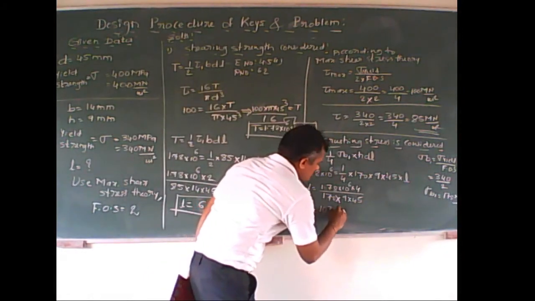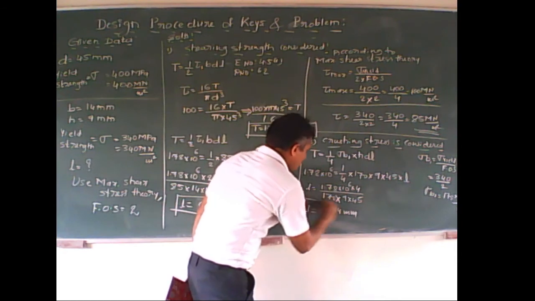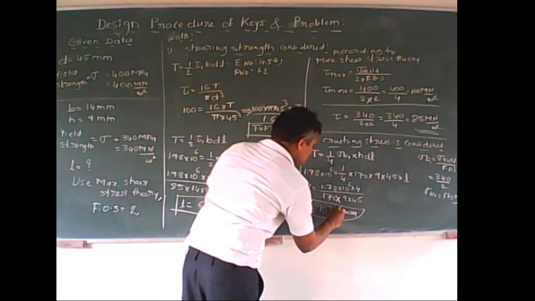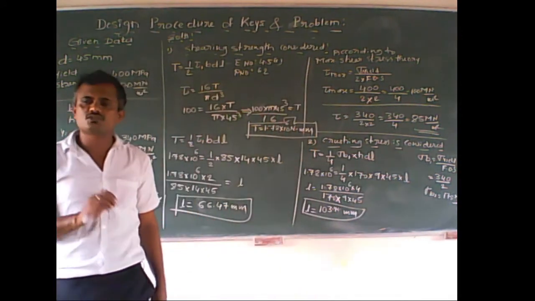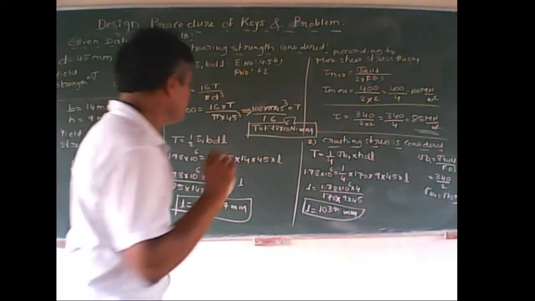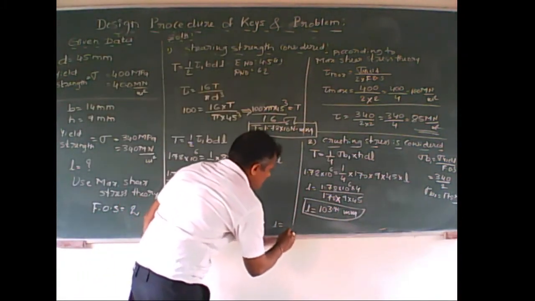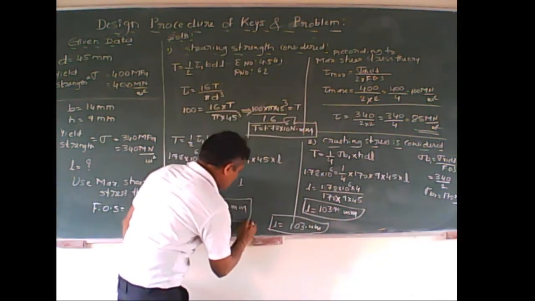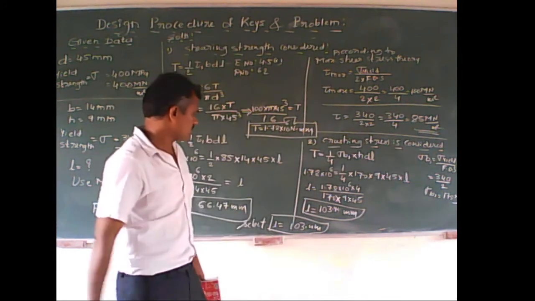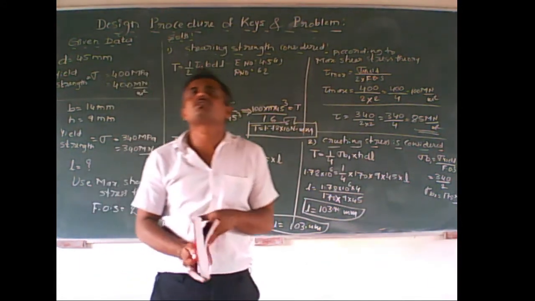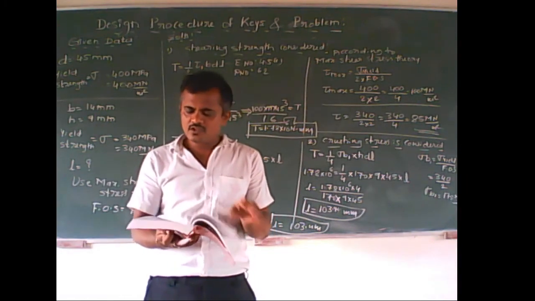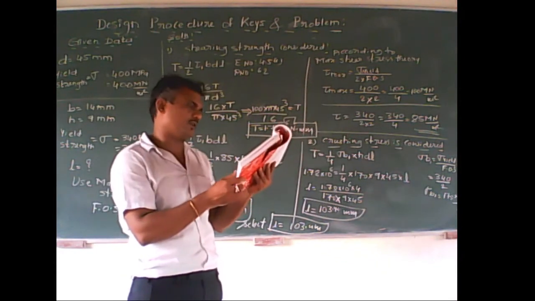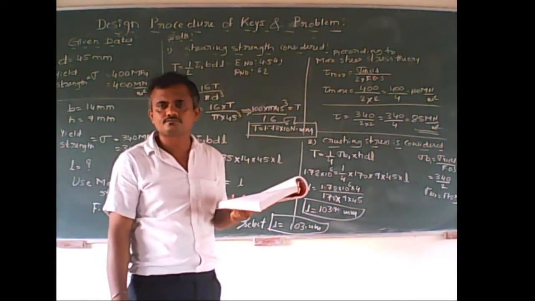What is the value of L we are getting in this method? 103.14 mm, right? So 103.44. Of these two values of length, we can go with L taken as 103.44. So if the length is taken as 103.44, what is the standard length of a key which is available in table number 4.1 of page number 69?